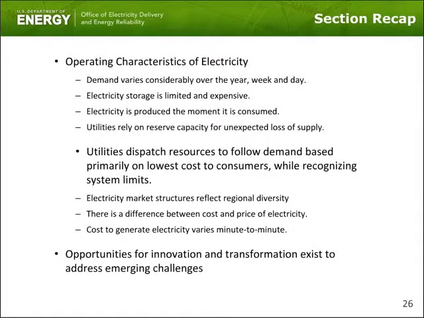Electricity market structures reflect regional diversity. There's also the difference between cost and price of electricity, and the cost to generate electricity tends to vary very much minute to minute. Opportunities for innovation and transformation exist, like I mentioned, demand response and energy storage, to continue to address the emerging challenges. So, slide 27.